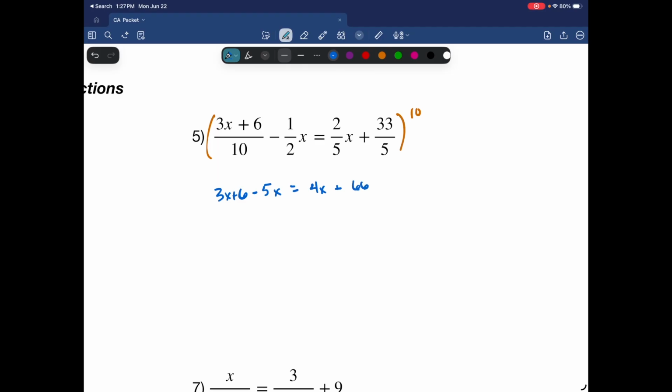All right, so let's clean this up. That's going to be negative 2x plus 6 equals 4x plus 66. All right, that's going to be 6 equals 6x plus 66. Subtract, you get 60, or negative 60 rather. 6x, and then negative 10 equals x.